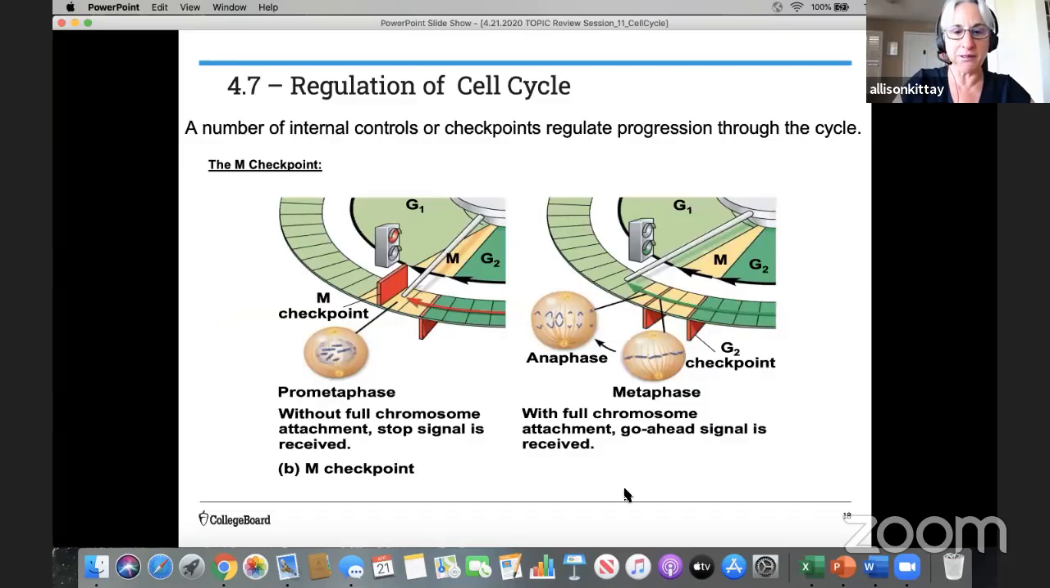All right, a little bit more about that M checkpoint that I think this picture really illustrates it nicely. On the left side, you've got a red flag. You are not going past that. And that's because if you look carefully at the image down here, those spindle fibers are not attached to all of those chromosomes. If you look at the green light, the signal to go, you can see at metaphase, if you look carefully, all of the kinetochore fibers are attached to those chromosomes. And so during anaphase, they can be pulled to opposite sides of the cell. This ensures that you get equal distribution of chromosomes with all of the genetic complement in each of the new cells.